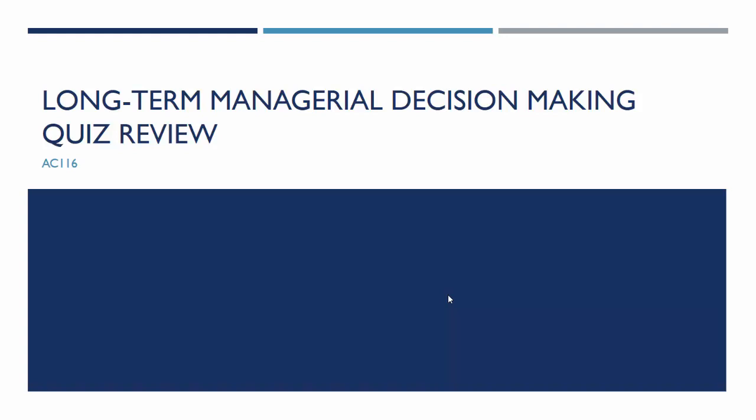In this video, we're once again going to look at long-term managerial decision making, but this time, instead of having regular cash inflows where we get the same amount of money each year over the project's life, we're going to have irregular cash inflows, which means the amount of money we get each year is going to vary.